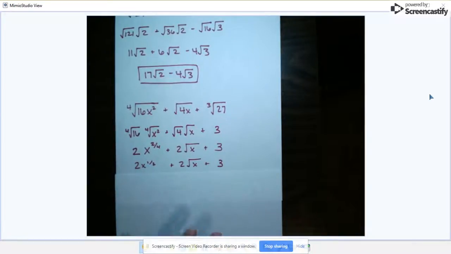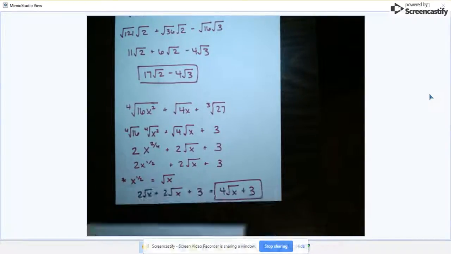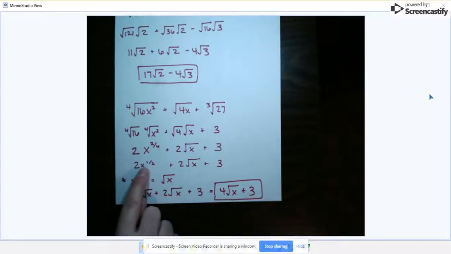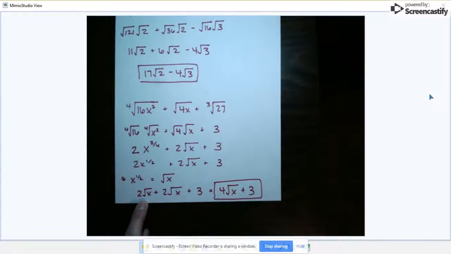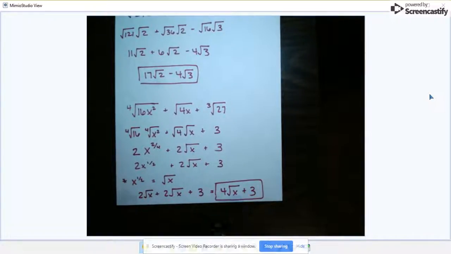And then here's another fun fact that I would highly recommend remembering. X to the 1/2 power is the same thing as square root of x. So anytime you see a half power, you can rewrite it as a square root, and it means the exact same thing. So that leaves this term to be a 2 root x plus a 2 root x plus 3. So you can simplify it to be a 4 root x plus 3.